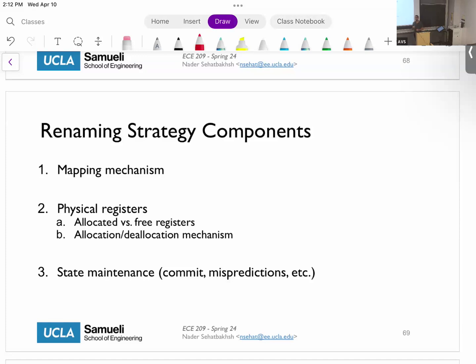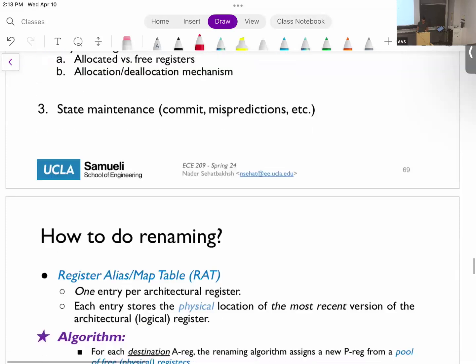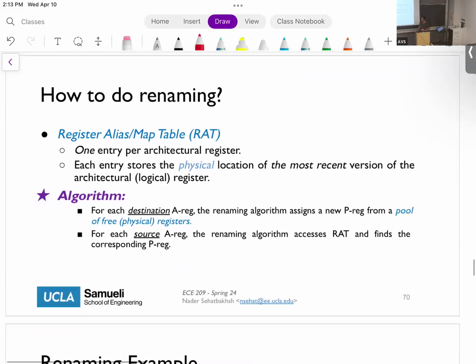And I'm going to explain two main strategies that modern processors use. One is what Boom is using and many other processors are using, and the other one is what many other processors, but not Boom, are using. So how do we do renaming? Let me give you one example, and then I'm going to take a step back, give you both options, describe the other one, and then compare the two.